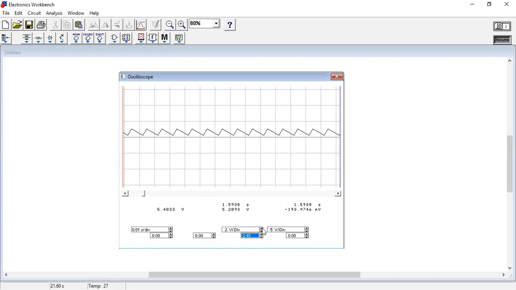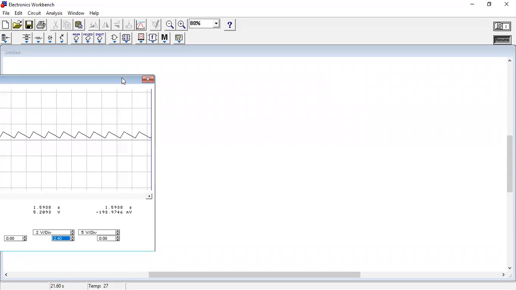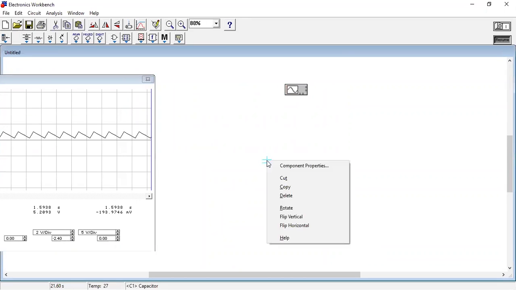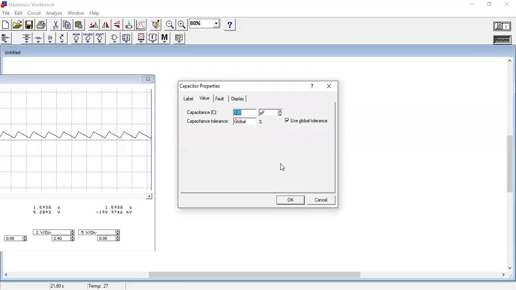If I use 20 microfarad, the output waveform looks like that. So you can change the voltage value or time deviation value and you can find the output value. One box belongs to 2 voltage.